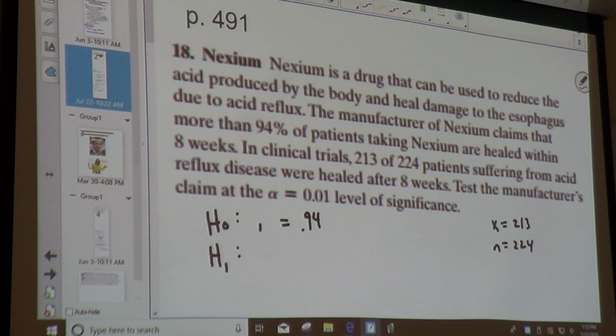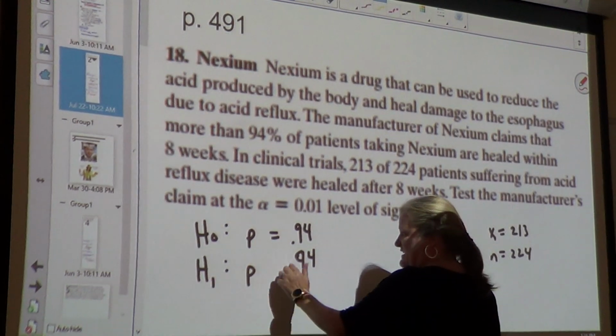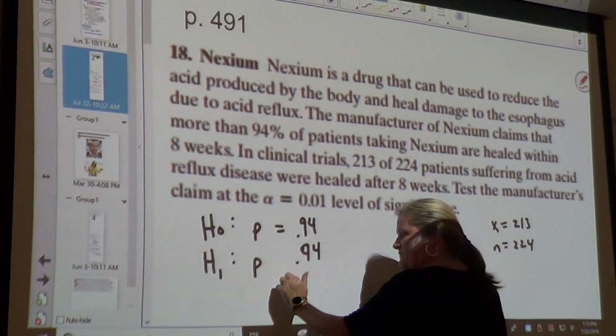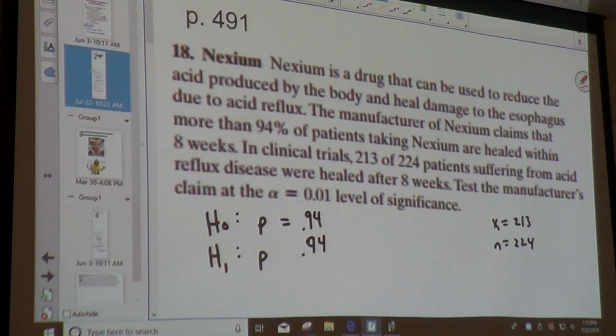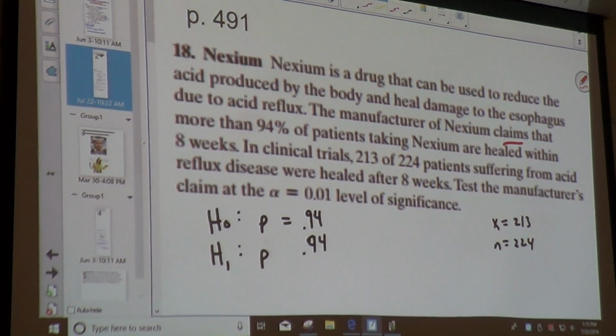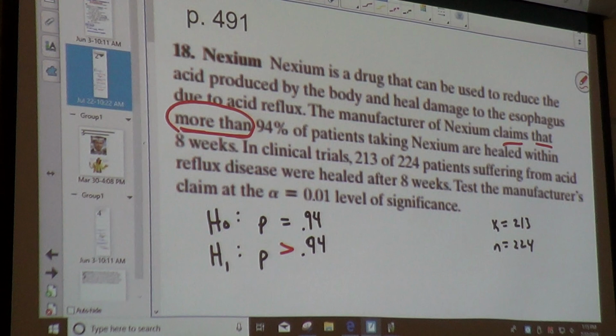Oops. My P. Okay? So what is the second one going to be? And how do we know? What are we trying to fight? Are we doing less than, greater than, or not equal to for this? This is what we're trying to fight. Nexium says that it's equal to 0.94, but what are we trying to fight? How do you know it's greater? More than. It says right here, it claims that more than. That's why that one's going to be a more than.